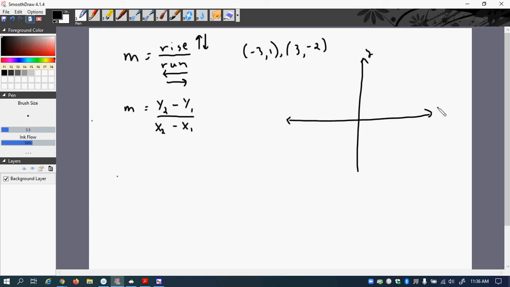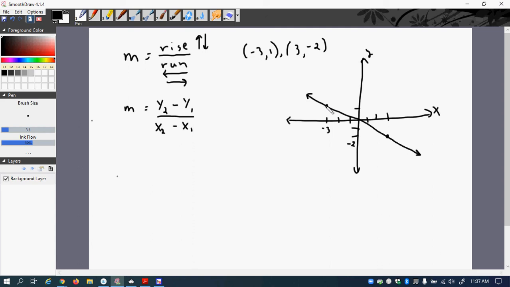Okay, so here's my graph. And I graph these 2 points: negative 3, and 1 goes up 1. And then I do 3, and 2, 3, down negative 2. Okay, so it's somewhere right here. Okay, so now we could graph the line because we know the 2 points. We could literally do a triangle or a stair step on our line.